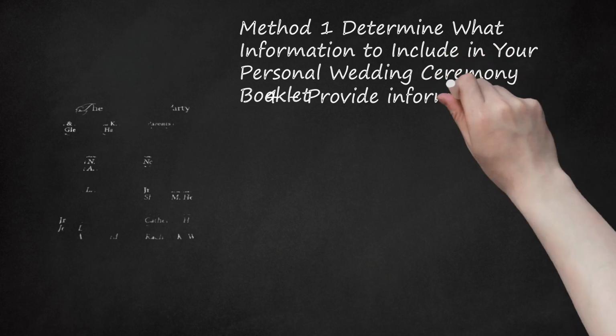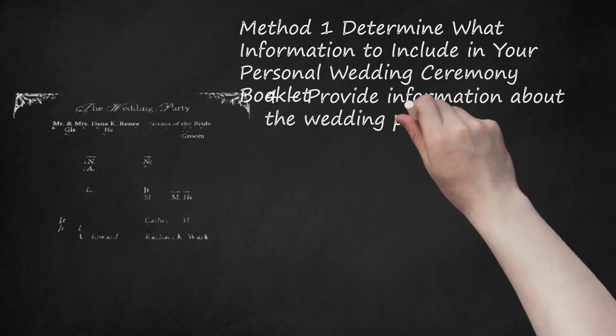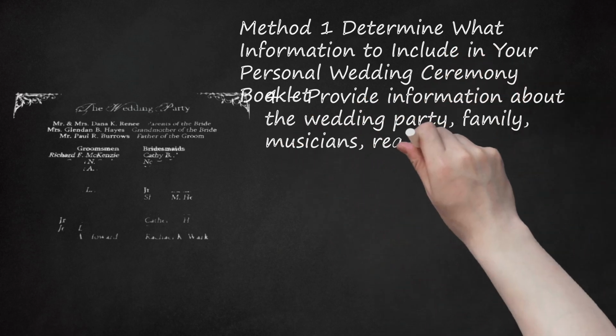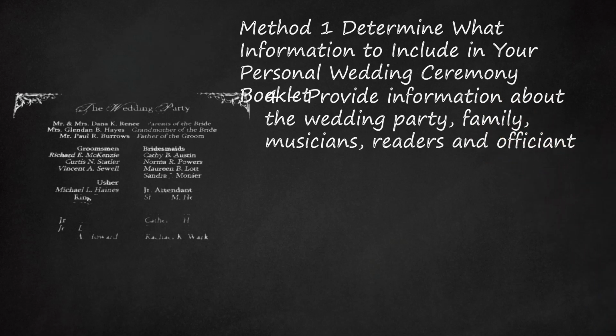4. Provide information about the wedding party, family, musicians, readers, and officiant. Include the first and last names of all participants in the wedding ceremony, including the officiant, matron, maid of honor, best man, bridesmaids, groomsmen, ushers, flower girls, ring bearers, vocalists, musicians, greeters, and readers. Include the first and last names of parents and grandparents of the bride and groom.